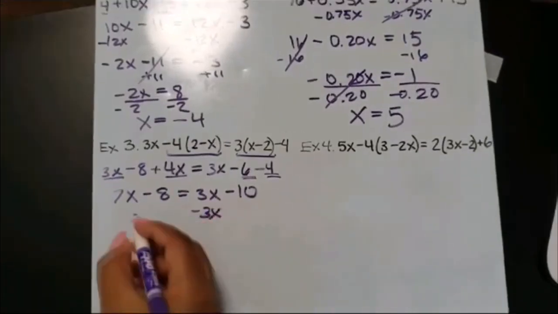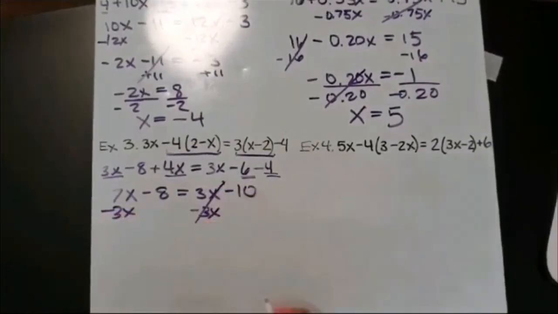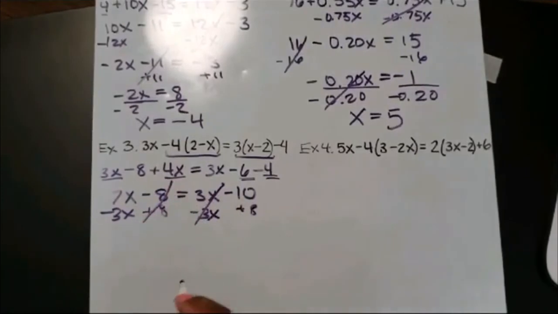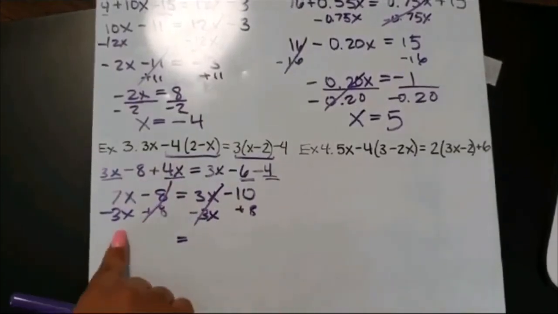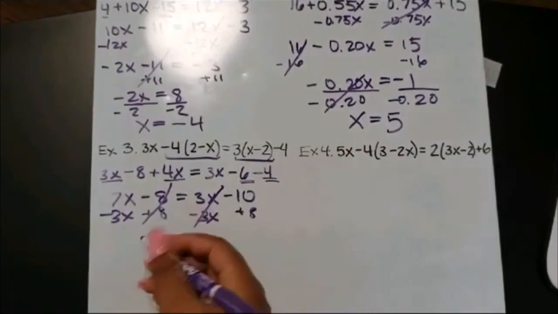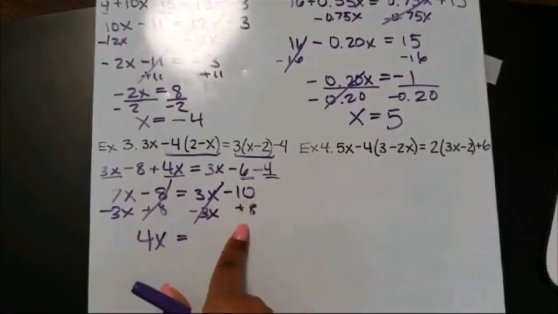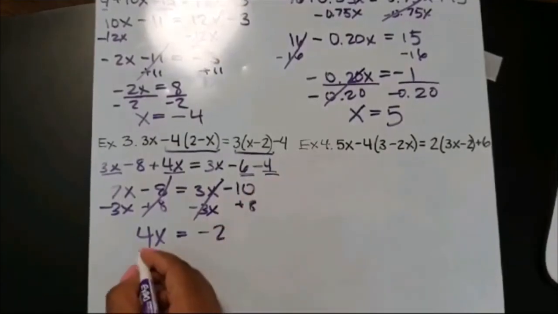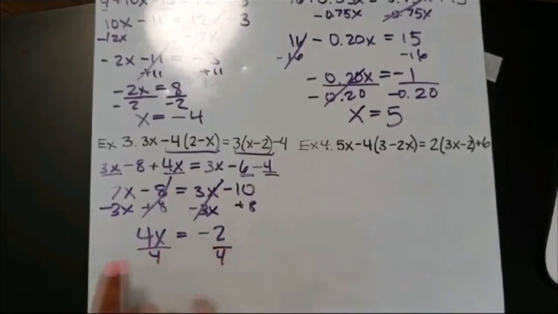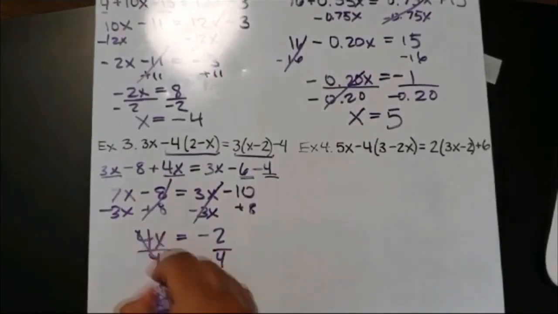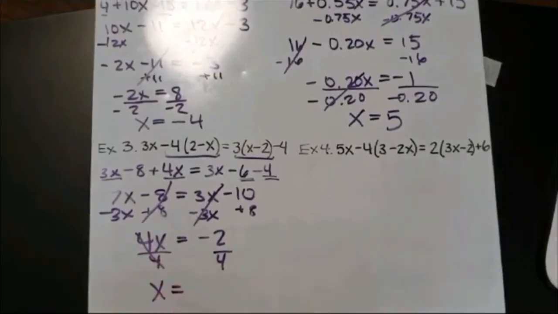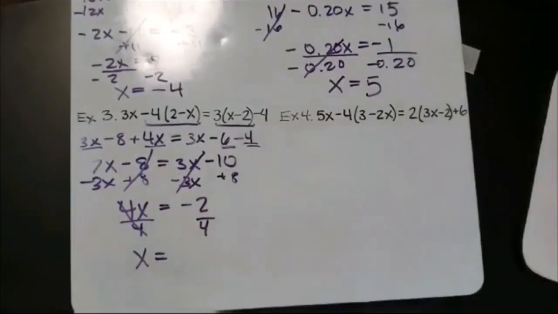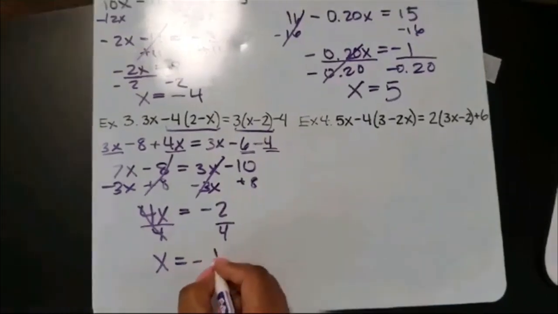We can subtract 3x on both sides, we can add 8 on both sides. And on our left side, we're left with 7x minus 3x, which is 4x. On our right side, we're left with negative 10 plus 8, which is negative 2. Of course, we have to divide both sides by the 4 so that we can get x by itself. And x is negative 2 over 4, but we can simplify that further so it'll be negative 1/2.